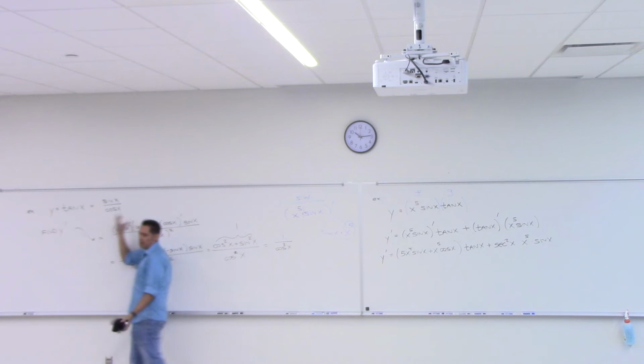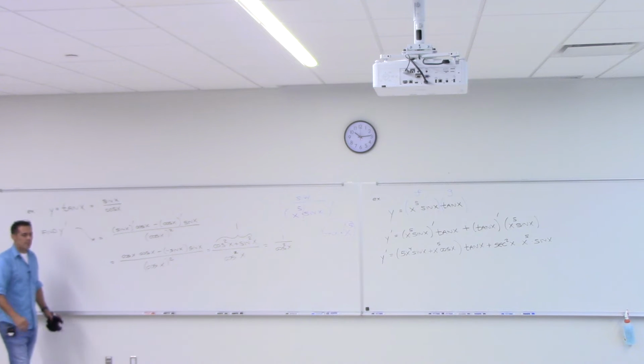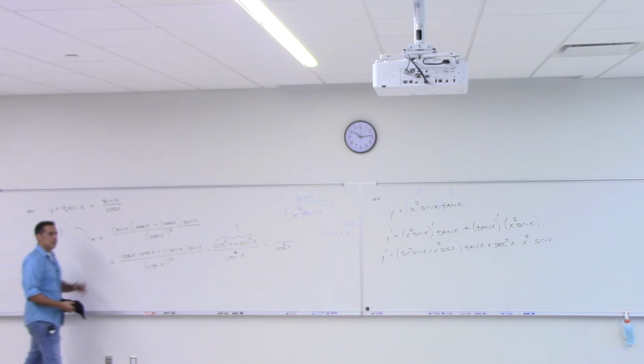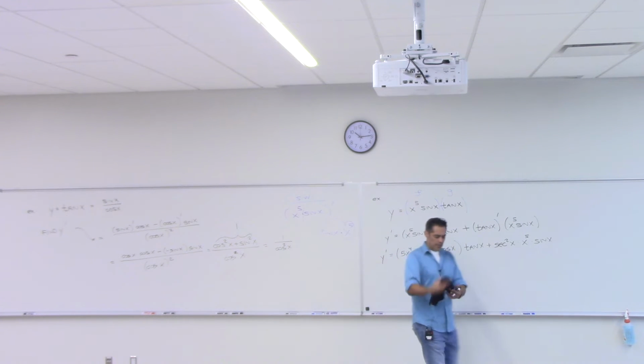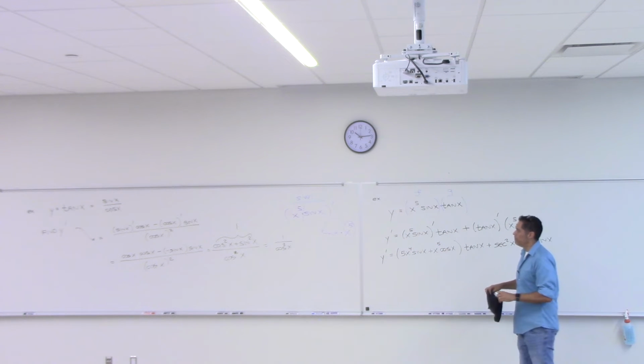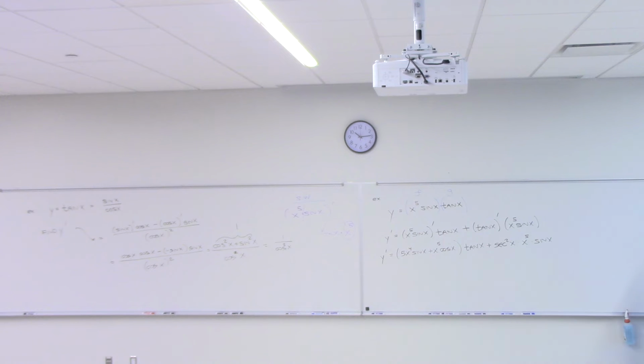So that's where it comes from. I'm just showing you where it comes from. From here on out, if I say what's the derivative of tangent, you're just going to say secant squared. You're not going to go through all this. We can verify it that way, but we need the quotient rule for it. Okay, let me make sure I've covered everything here.